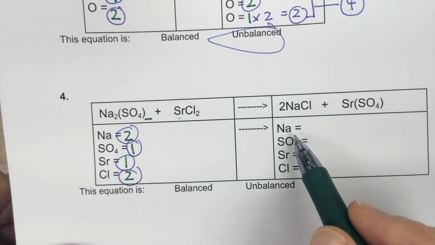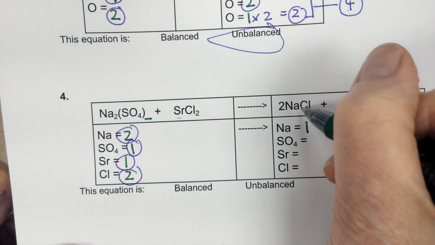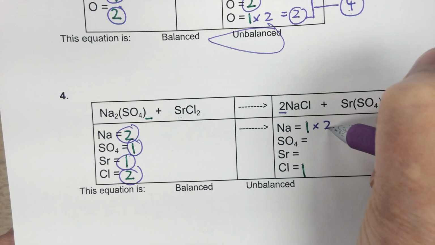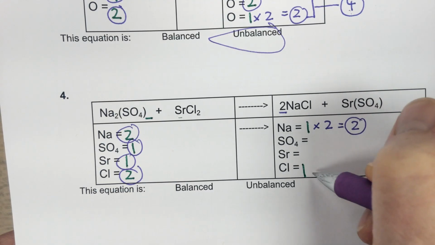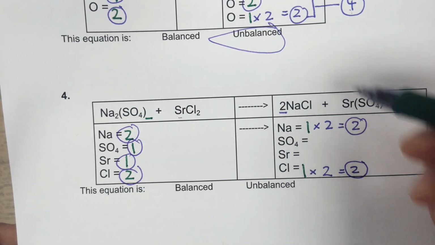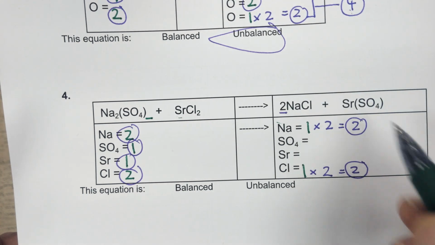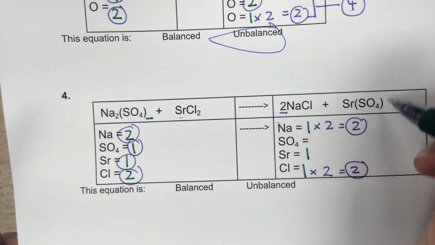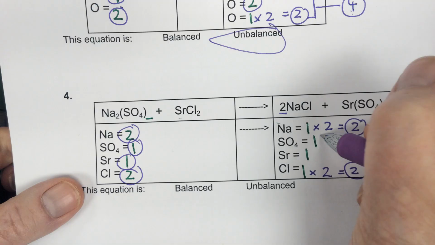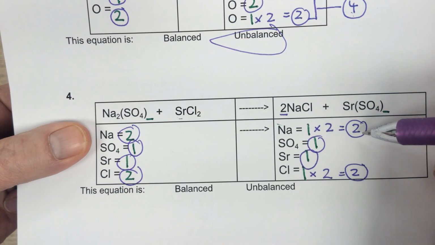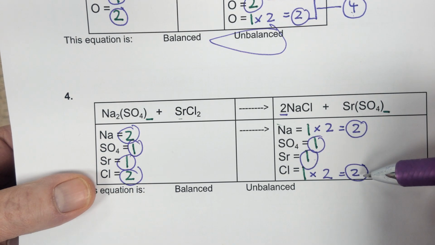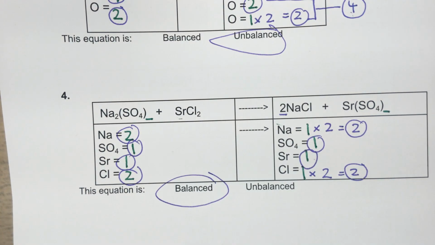Over here, Na is equal to 1, Cl is equal to 1, and I now have a coefficient of 2. So I'm going to multiply both of these times 2. Then I count my next formula. Coefficients only apply to the formula they're in front of. Sr is equal to 1, and SO4, there's nothing outside the subscript, so that's equal to 1. And so my totals are 1 and 1. If I compare, I've got 2 sodiums on each side, 1 sulfate, 1 strontium, and 2 chlorines. So it looks like this equation is balanced.